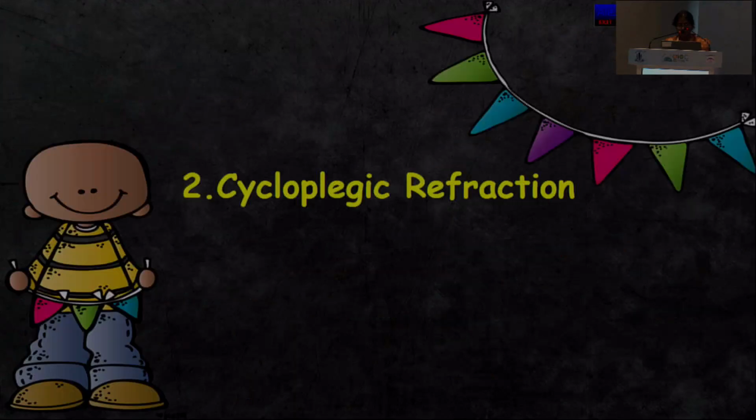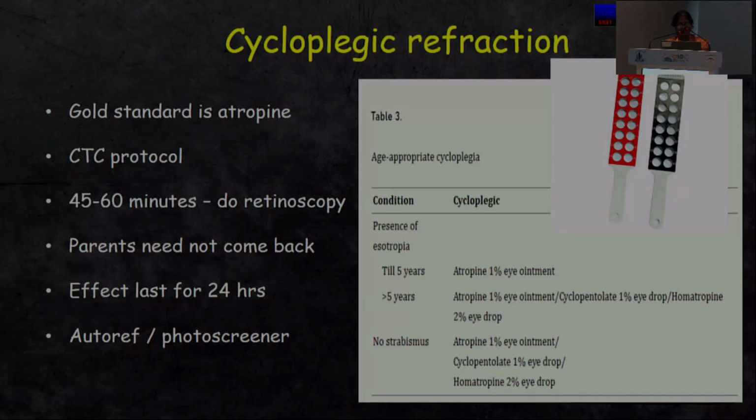Coming on to cycloplegic refraction. A good retinoscopy is the gold standard. A good retinoscopy is a must, and atropine 1% is the gold standard cycloplegic. Preferably, in our center we do CTC. We most of the time do the CTC protocol where we put 1 drop of cyclopentolate, followed 5 minutes later by tropicamide, and then again after 5 minutes you put cyclomide and do a refraction after 60 minutes or so.